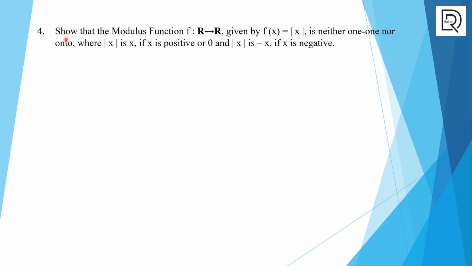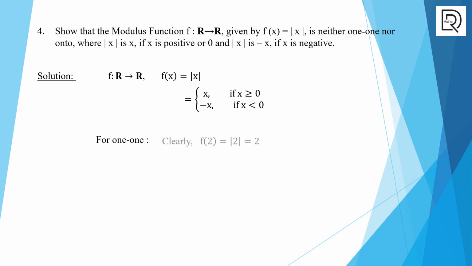Now question number 4, show that the modulus function f from R to R given by f of x equal modulus x is neither 1-1 nor onto. So here to show this function is neither 1-1 nor onto, we just give a counter example. Solution, this is our given function. So this equals x if x is greater than or equal to 0, and minus x if x is less than 0. This is the definition of modulus function.